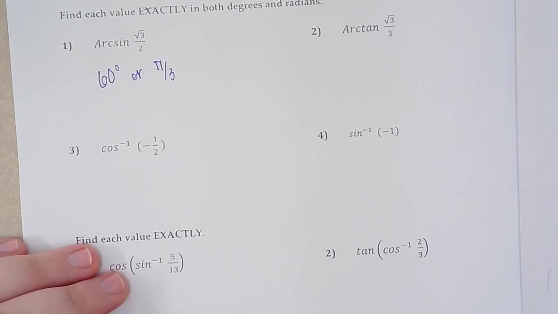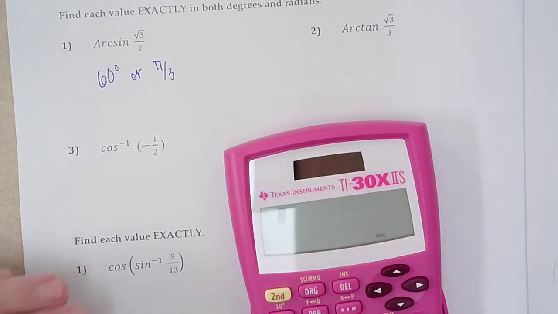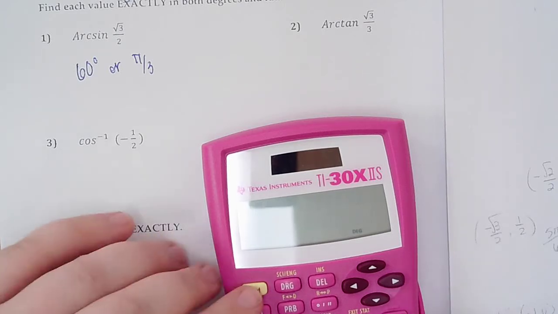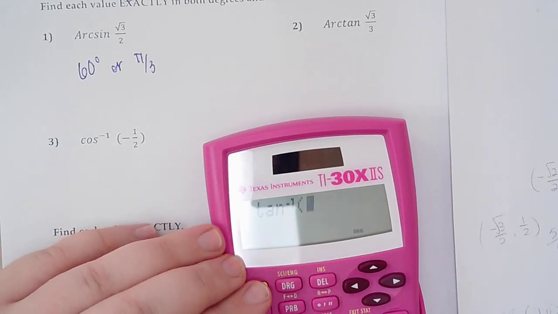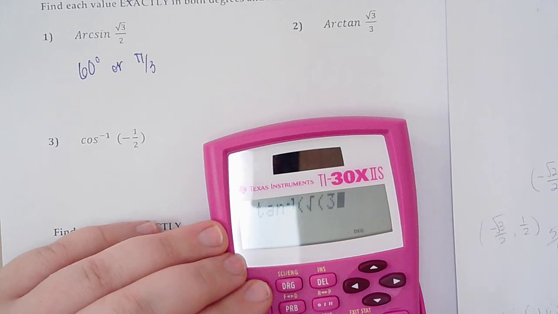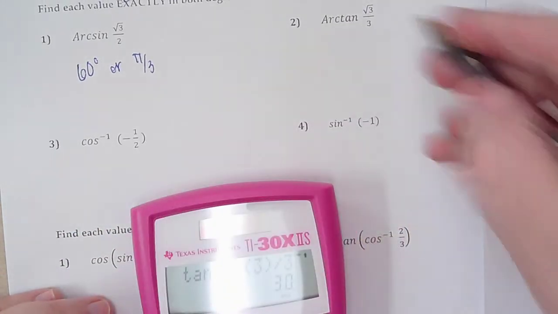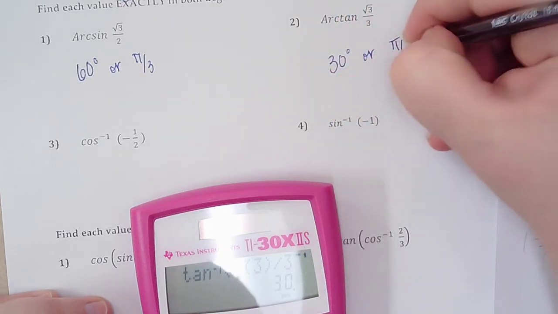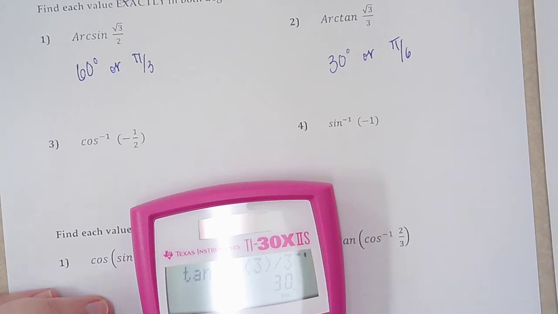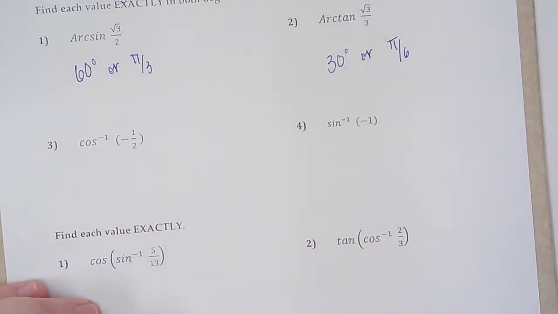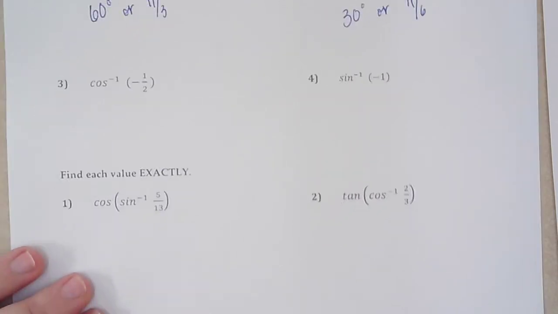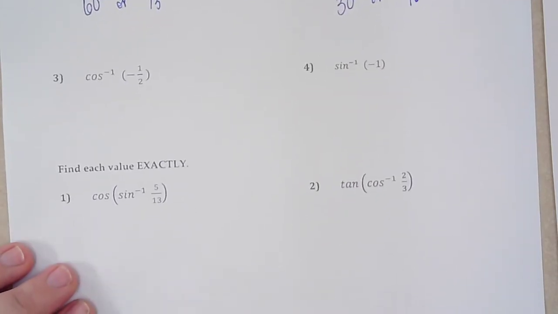Tangent is a little harder. I just suggest throwing that one in the calculator, unless you know the tangents and you have them memorized. Otherwise, I would just do arctan of √3/3, throw it in a calculator and get 30 degrees, which we also know in radians is pi/6. And we can keep going with this. I'll let you find those last two. I would pause the video, see if you can get those in your calculator on your own, and then unpause when you're ready.